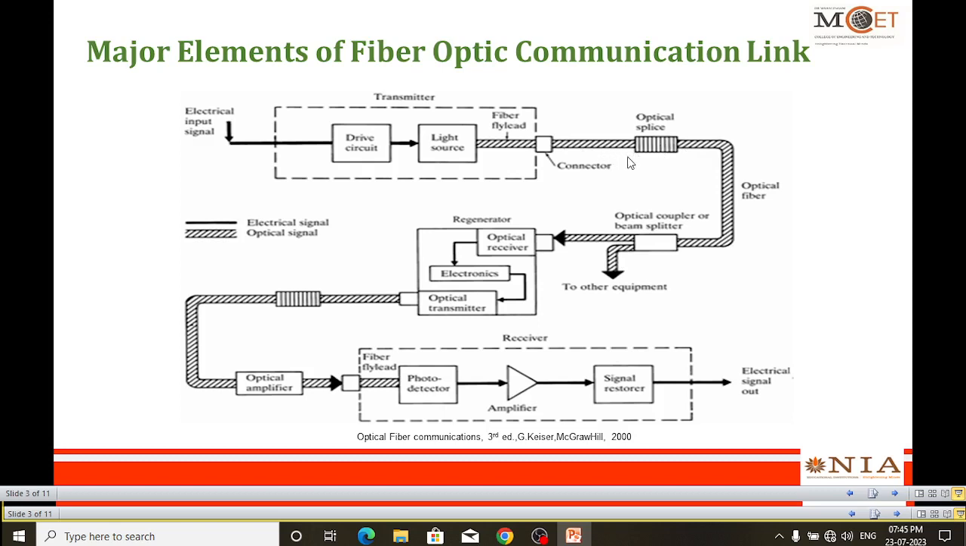Total internal reflection. Here you see this diagram. This border line is called electrical signals. This type of shaded line is called optical signals.